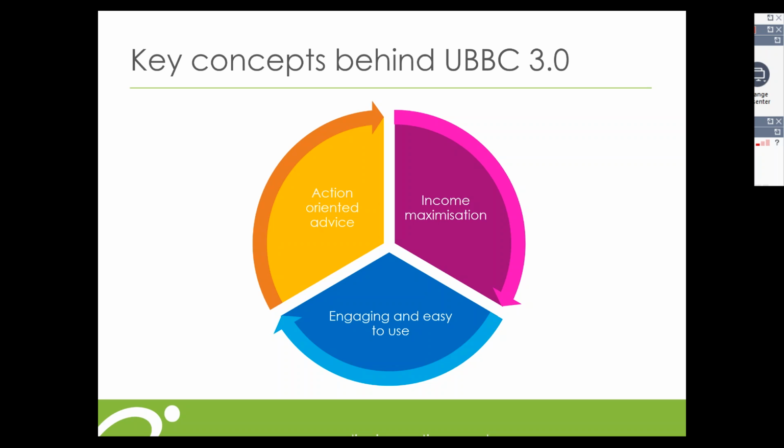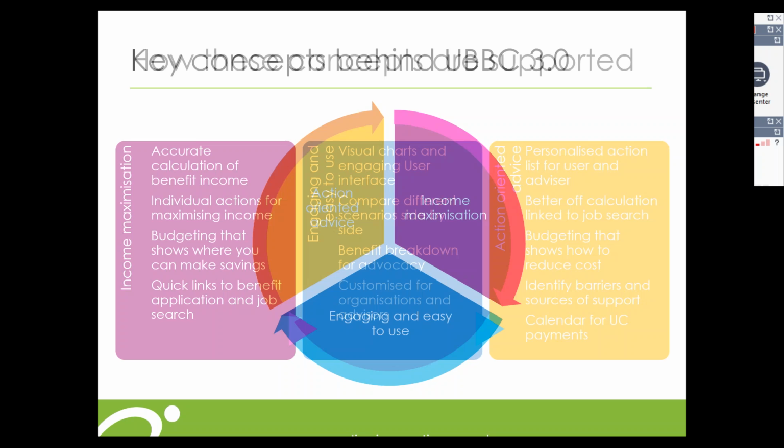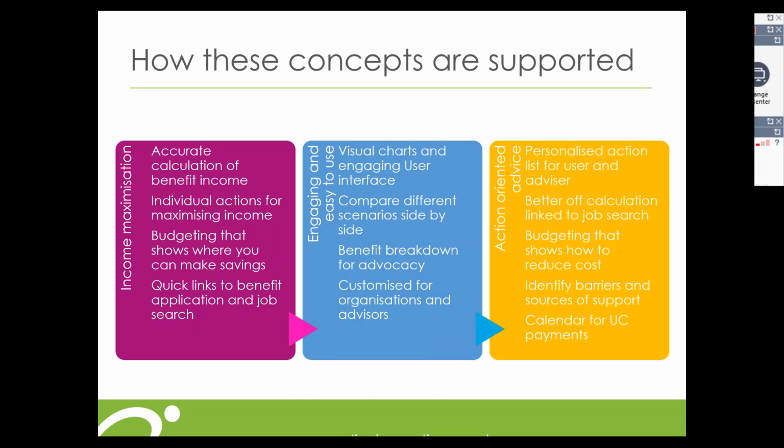I think for me the driver behind this new version was always around continuing to make sure that despite it being as comprehensive as ever, it was still fast, engaging and easy for people to use, because if advisors don't want to use it, then you won't be able to get the benefits from it. And rather than it being about what the system can do for you, income maximization is also about helping people think about what they could do to improve their own circumstances, so delivering action-oriented advice.